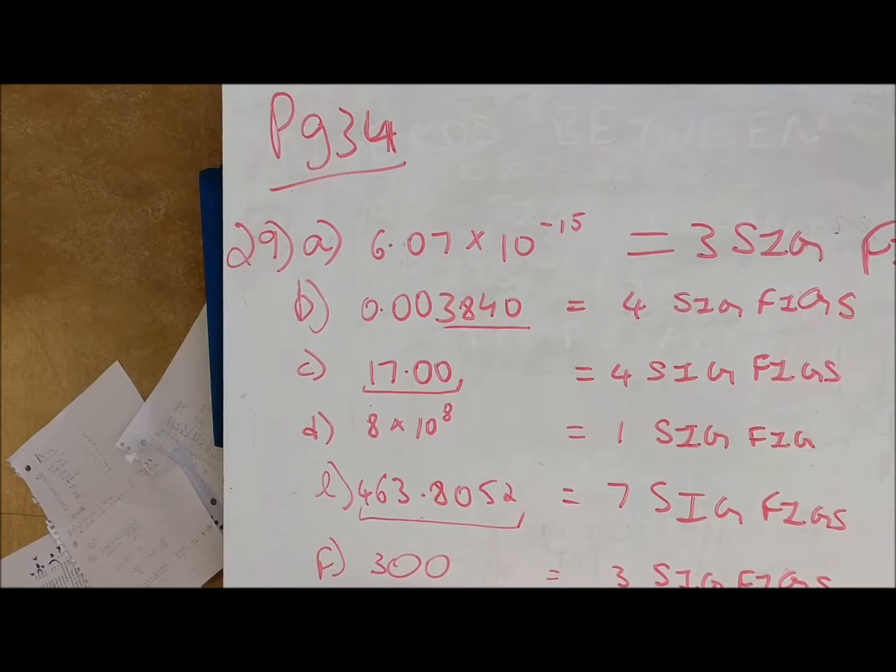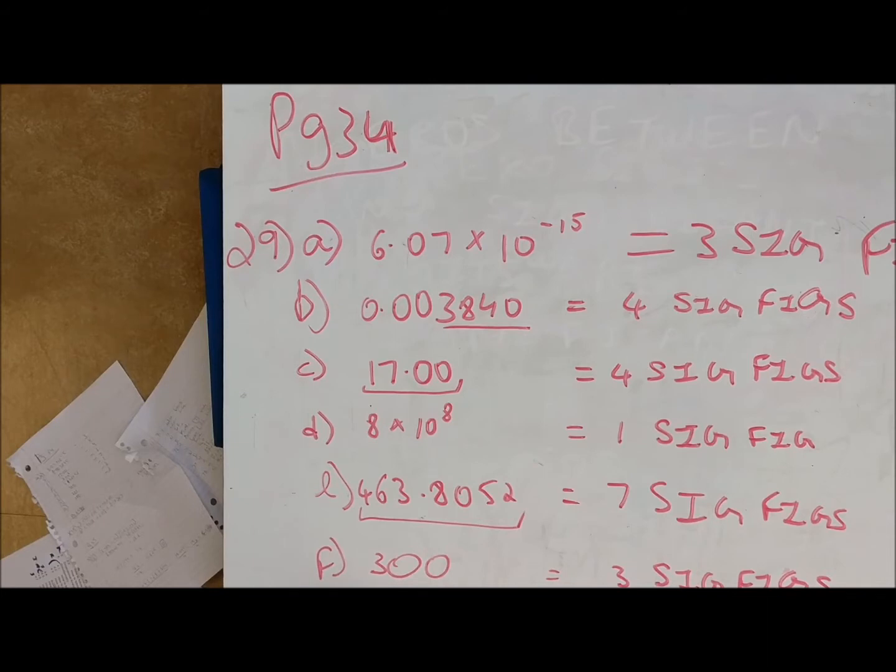And question 29B is 0.003840. In this, as you can see, we have 3 zeros to the left of the first significant figure, which is 3. So you're not going to count those zeros at all, which means you're left with 3, 8, 4, and 0. And as we covered, the 0 to the right in the decimal portion is significant. So 0.003840 has 4 sig figs.